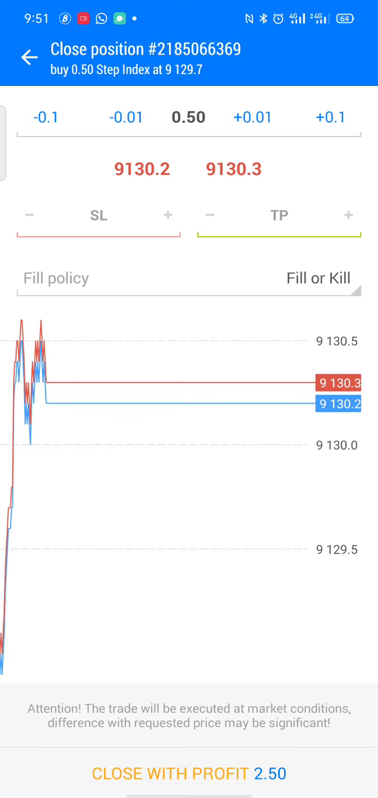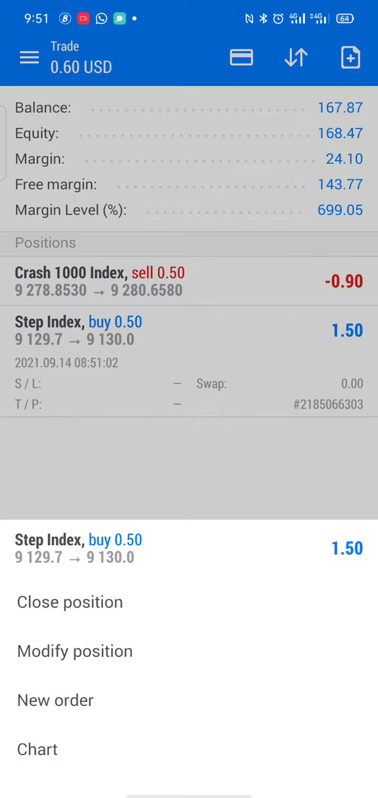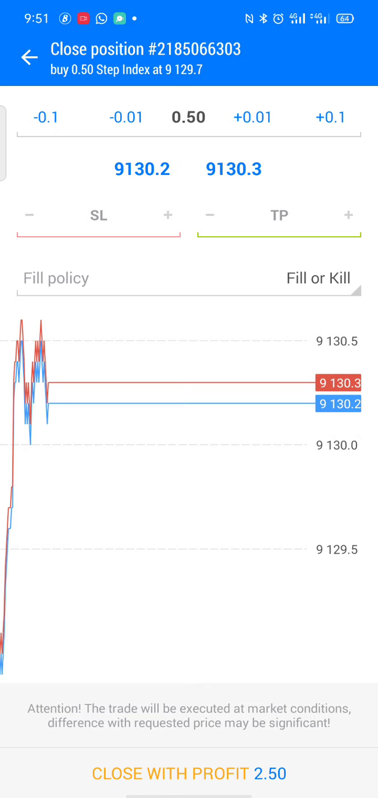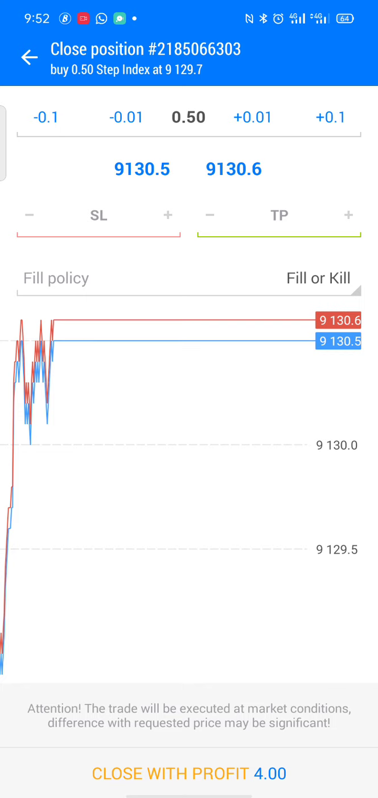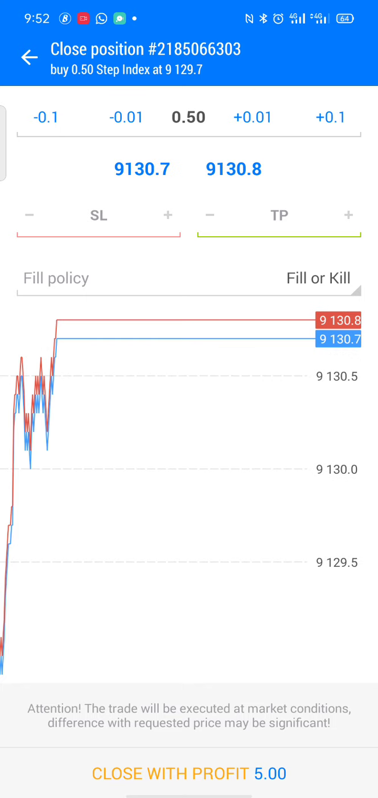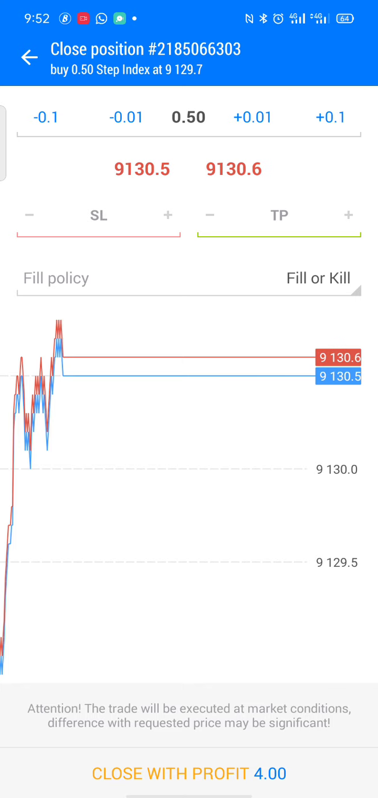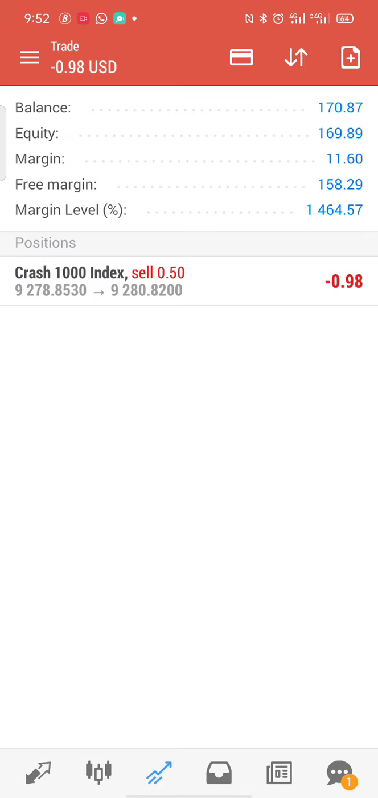Step Index scalping. Okay, I'm taking profit. I'm still holding one. Yeah, it broke through and it's still going. I'm still keeping it. So these are scalps on Step Index, guys. Just scalp, make quick profit and leave the market.